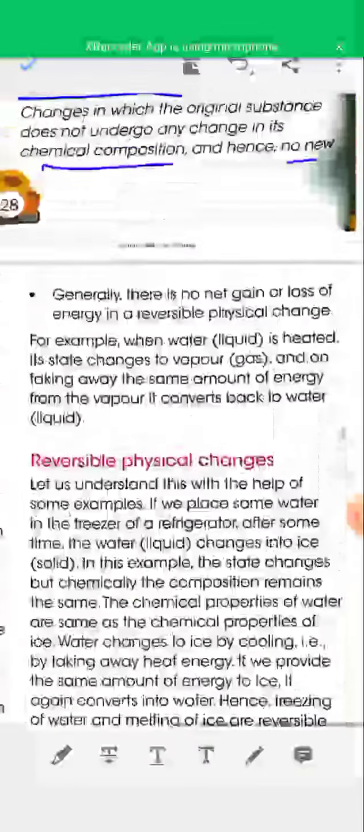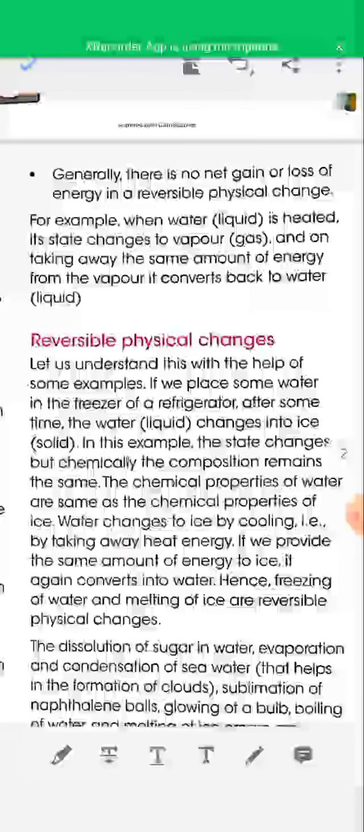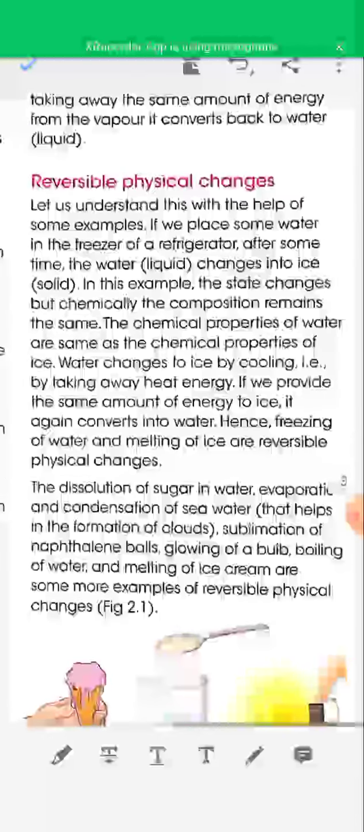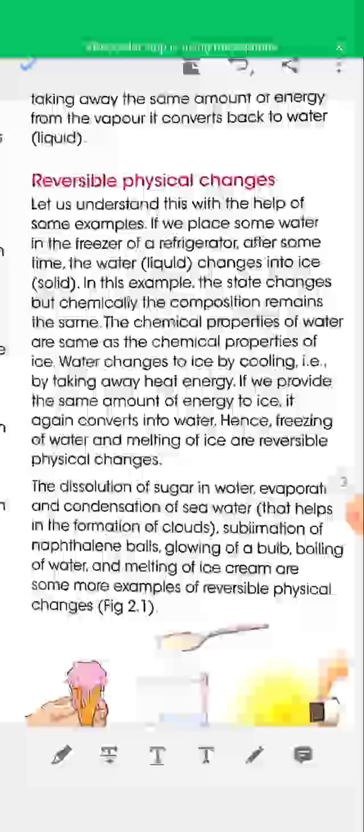Next point: in a reversible physical change, there is no net gain or loss of energy. These are some features or properties of physical change. Now see two types of physical change: reversible physical change and irreversible physical change. So first, reversible physical change.